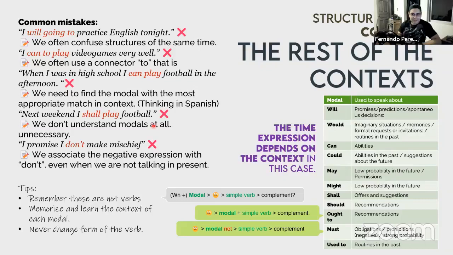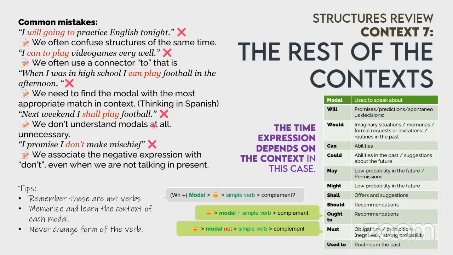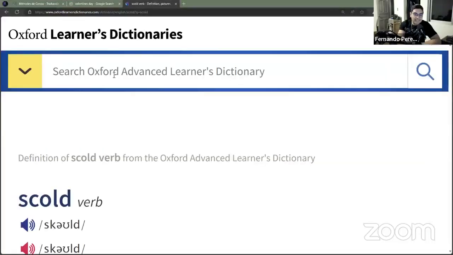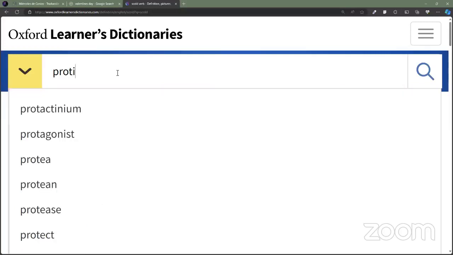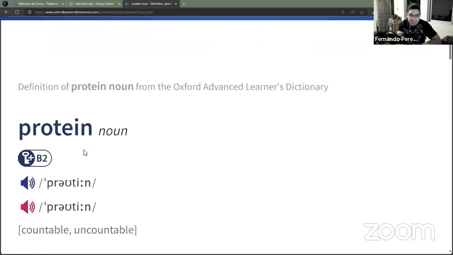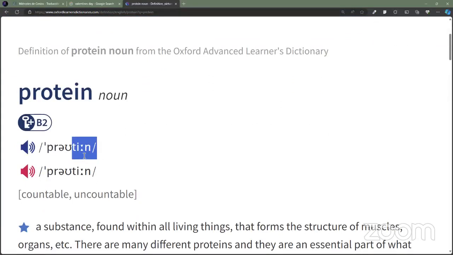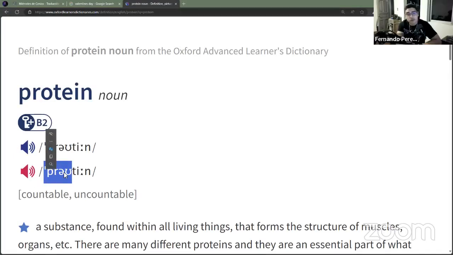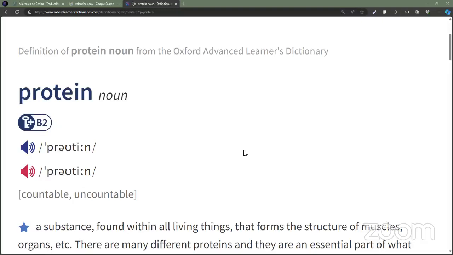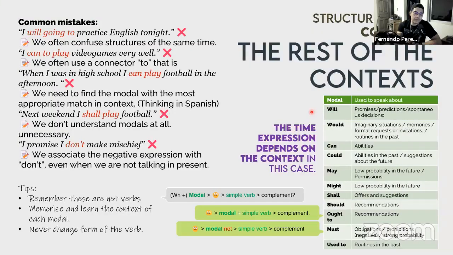That was difficult, right? You need to eat a lot of protein. Okay, repeat. You need to eat a lot of protein. Good pronunciation. Protein. The letter E is silent. The first syllable is strong. Protein. Perfect. So yes, I need to eat a lot of protein.